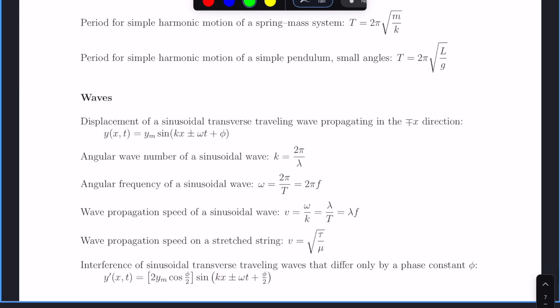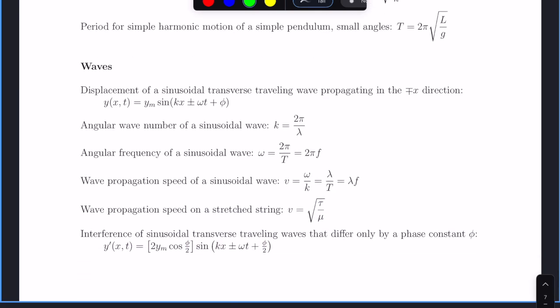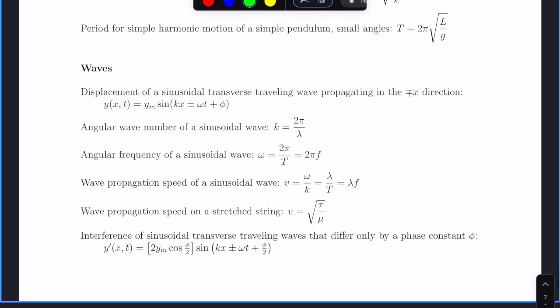And then lastly, we have our wave section, which Professor Yates was very nice in putting the direction, positive or negative x direction, as it corresponds to the positive or negative sign inside of the sine function. So the tops should match. If this is positive inside of the sine function, then it's moving in the negative x direction, and vice versa. If it's the negative sign inside of that sine function, then the wave is moving in the positive x direction.